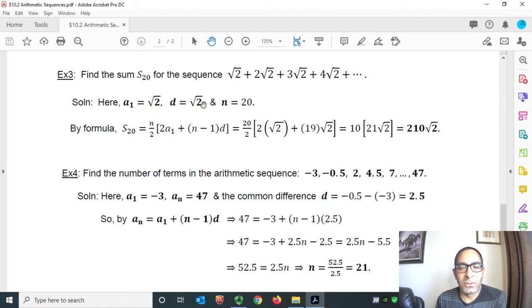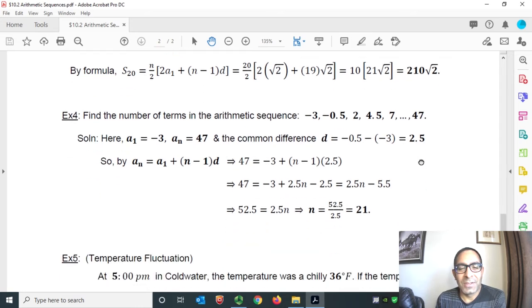So d is radical 2, and we need to find S20, that means n equals 20. Hence, by formula, S20 equals n over 2 times (2a1 plus (n minus 1)d). a1 is the first term, n is 20, d is radical 2, so put the values here and simplify. It turns out that S20 equals 210 times radical 2. I hope this makes sense to you all.